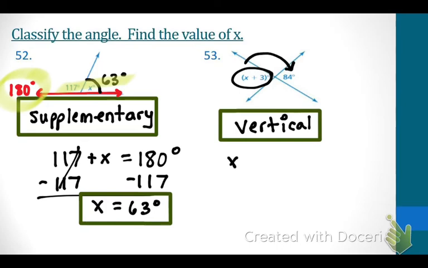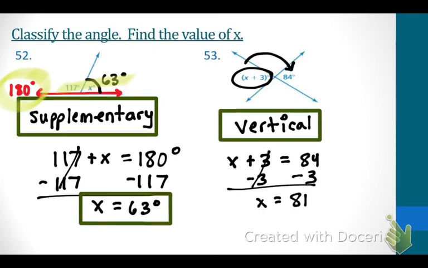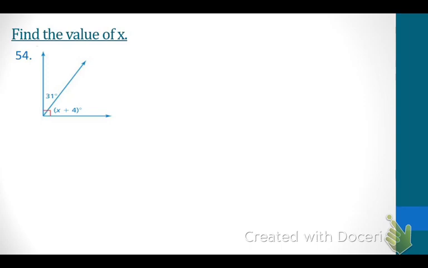So I can say x plus 3 equals 84. Okay? Zariana, how do I get x by itself? Subtract by 3. Good job. So what's our answer? 81. 81 what? Degrees. 81 degrees is correct. On to the next one.